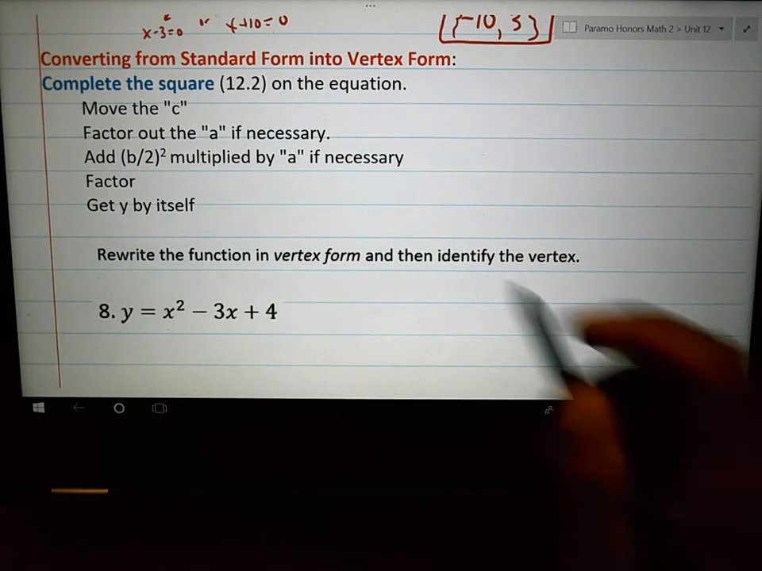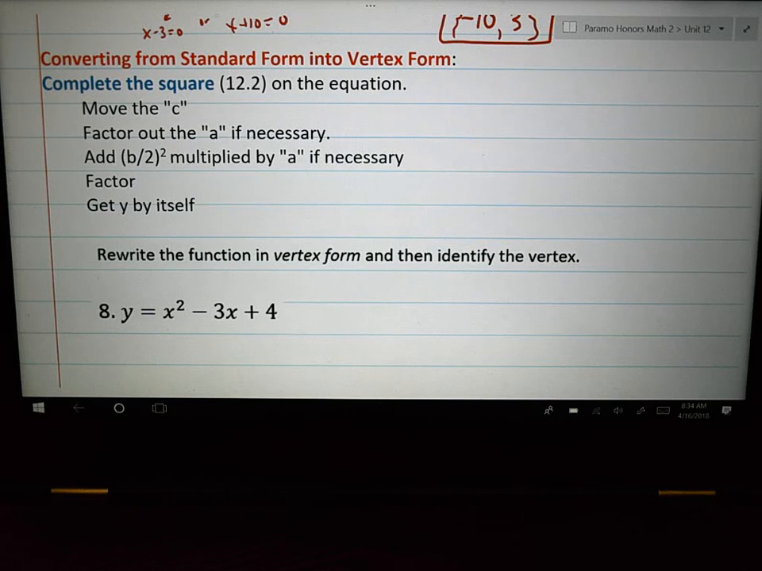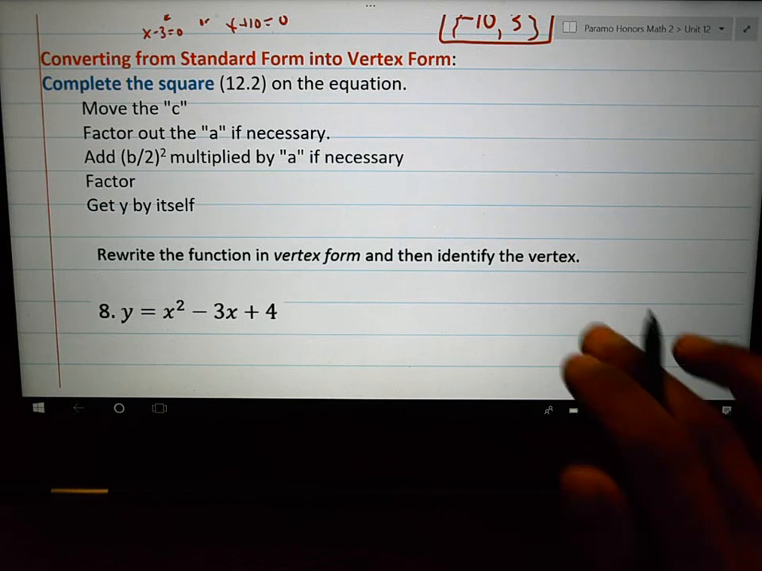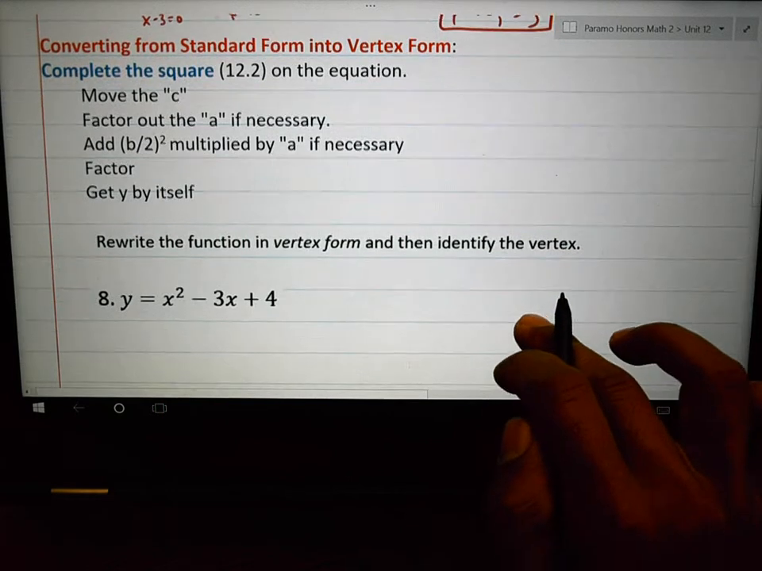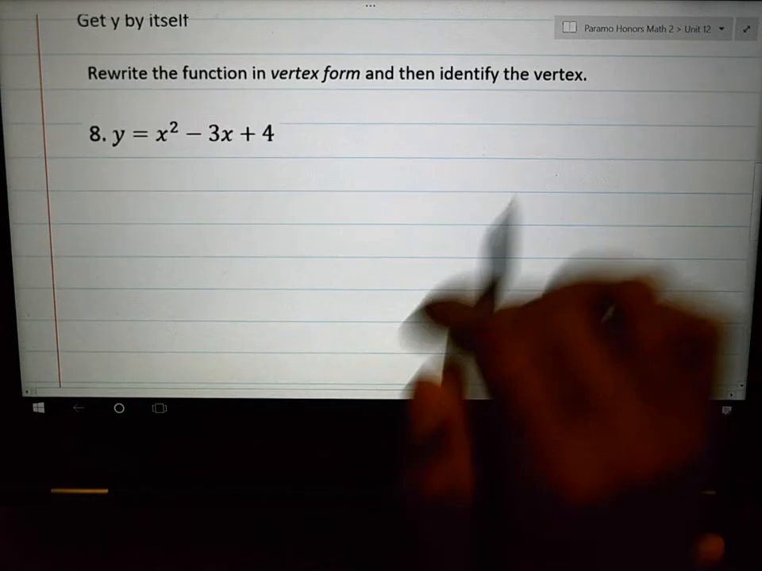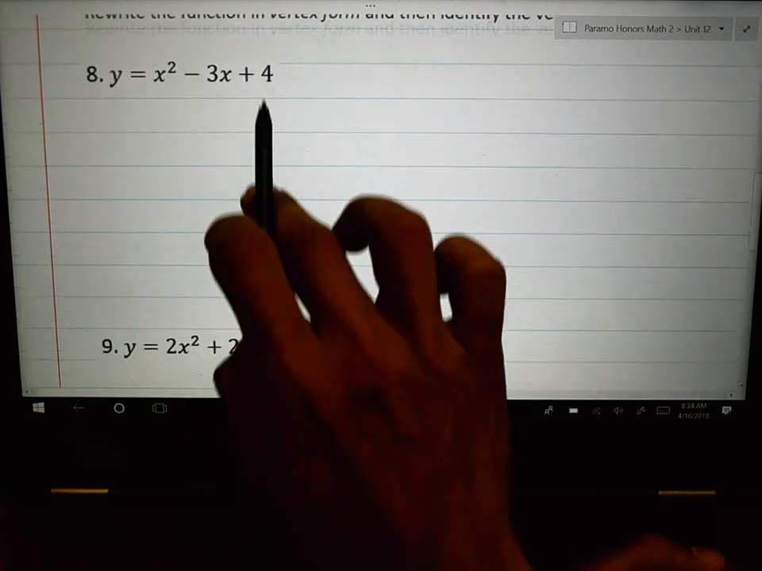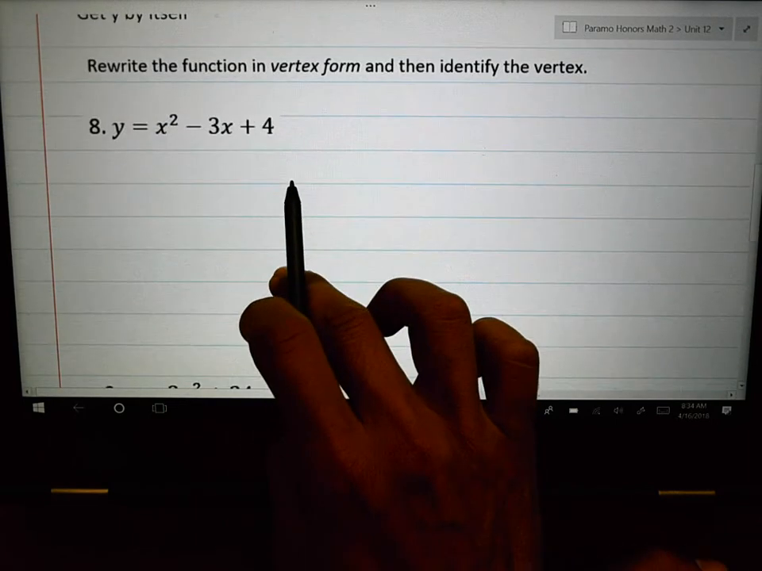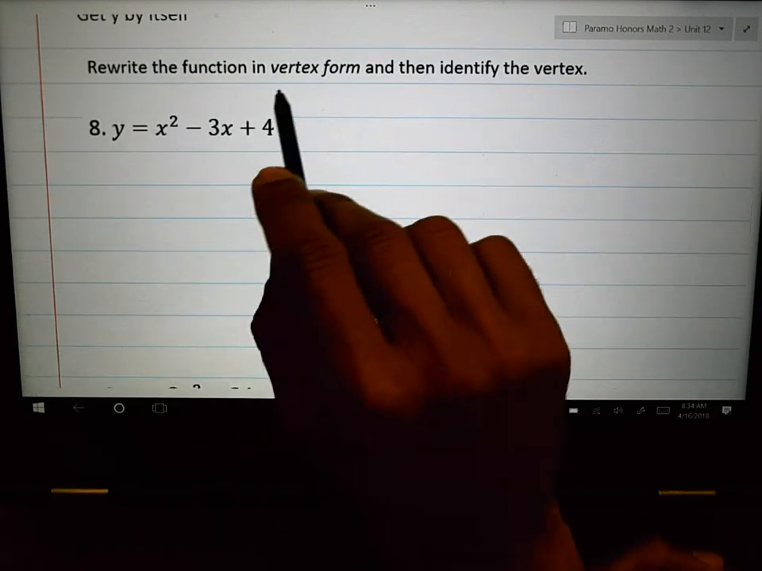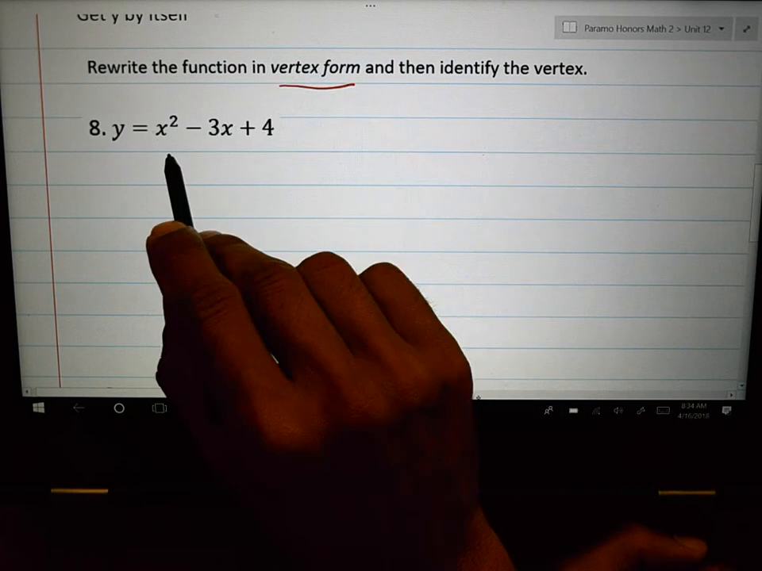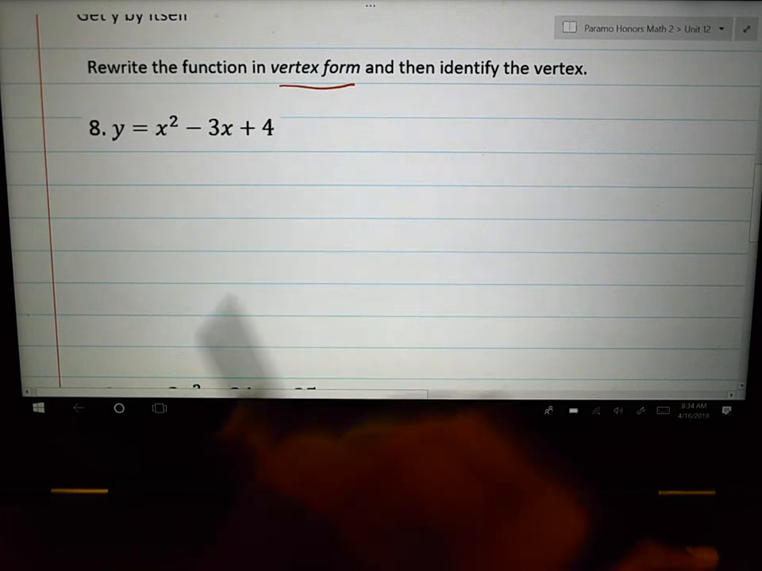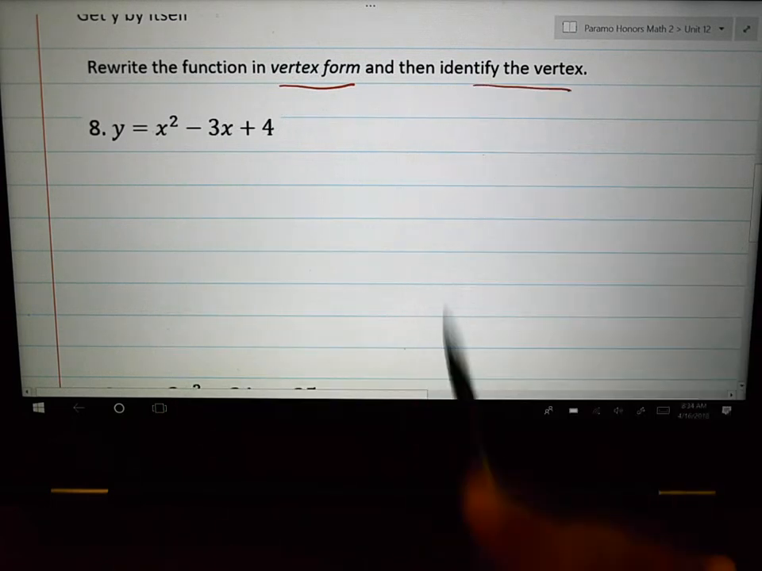And so I chose number 8 because 8 has a fraction involved with it, and we'll do another one that has an a value. So here is what we're going to do for our first example. We're going to do numbers 8 and 9 together. Rewrite the function in vertex form. This is in standard form. We need it in vertex form. And then identify the vertex.